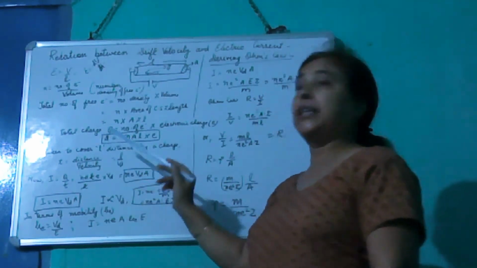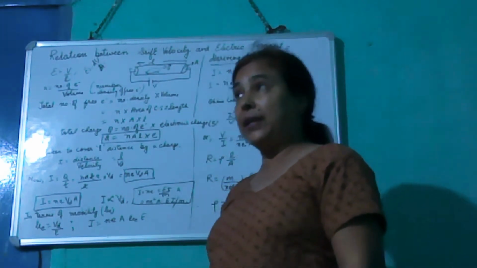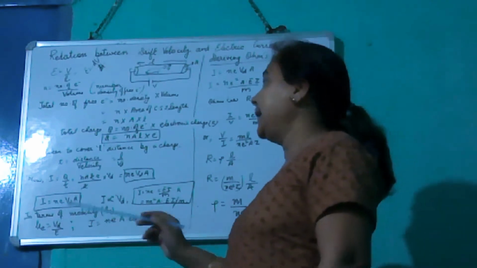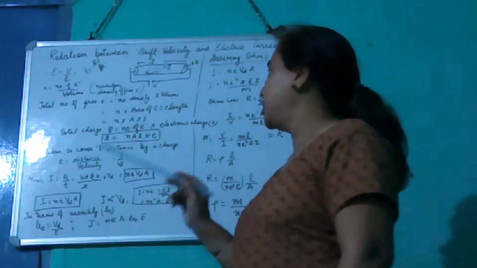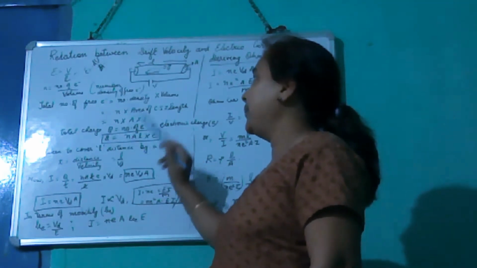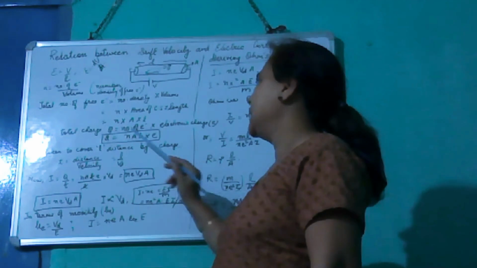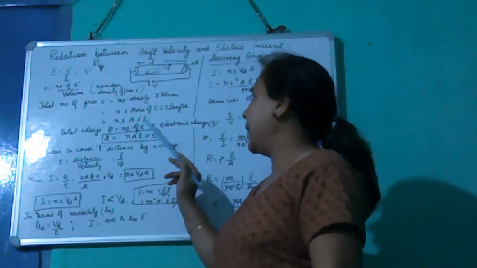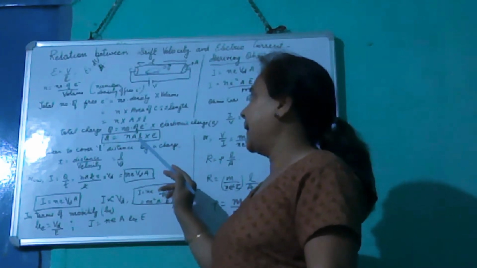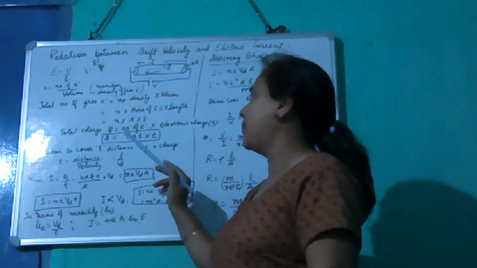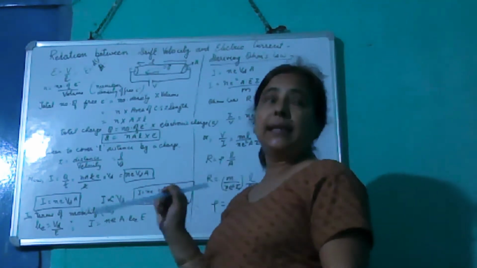Now, total charge. Remember the first law, we have learned Q is equal to Ne. N is the number of electrons, e is the electronic charge on one electron. Because electrons are the charge carriers, we have taken e everywhere. So, Q is equal to N into e. How many N is there? nAL. Total number of electrons nAL, into charge on one, e.